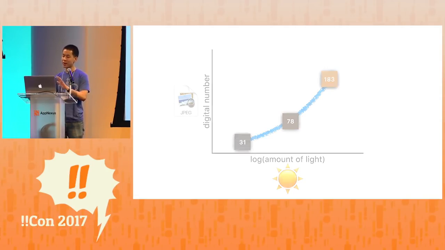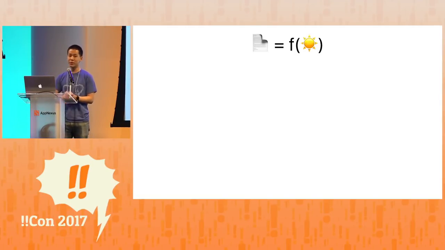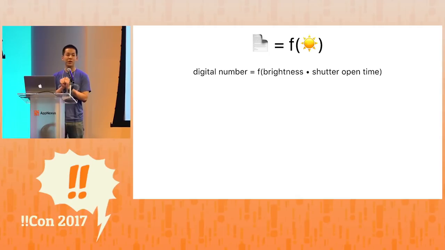Okay, so now let's write all this down using math. Of course we know there's some function that we don't know, and it takes in the amount of light and gives us a number that we can store in our digital files. And we also know that the amount of light is just the brightness multiplied by how long we let the shutter stay open. So now I'll just give these some letters. And this function f doesn't actually do what we want, right? It takes in light and gives us a digital number. But in this case, we already have our digital files with our digital numbers. So we actually want to go the other way.